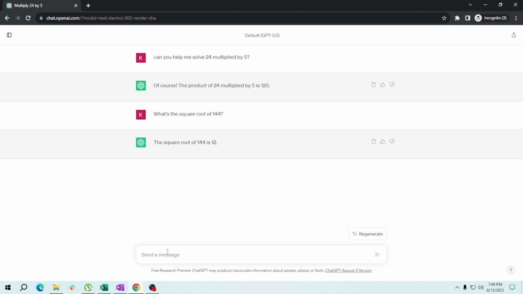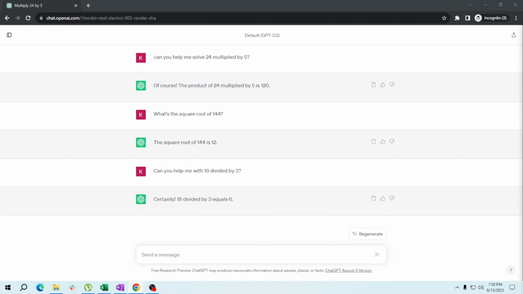So let's try division. Let's ask ChatGPT, can you help me with 18 divided by 3? Very easy, right? And that's it.